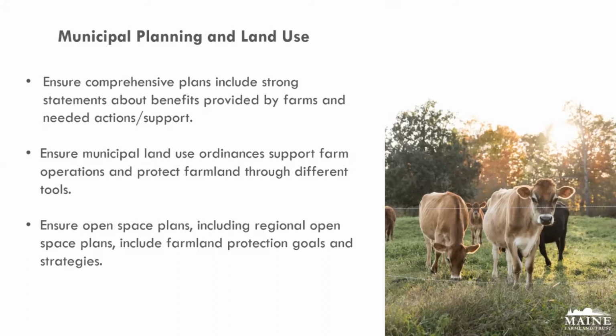That can be done in a number of ways, also profiled within the guide, including special development fees, special use permits for on-farm enterprises, ensuring we're allowing processing facilities and agritourism events, using an agricultural overlay district to allow different standards within farmland areas. But there really are quite a number of ways that can be used. And then also just ensuring that our open space plans include farmland protection goals and strategies.